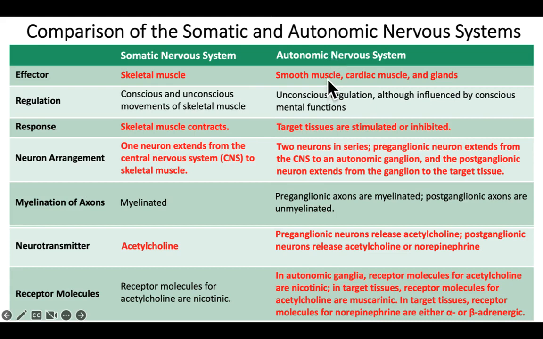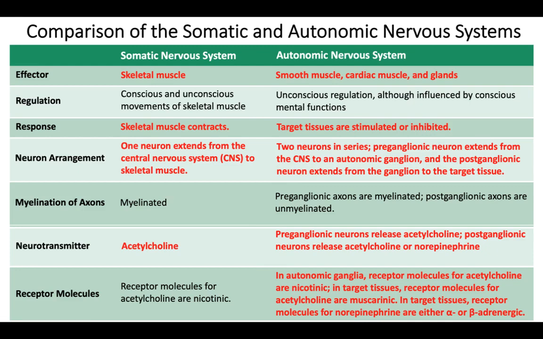Okay, so let's look at the autonomic. We know it controls basically everything else: smooth muscle, cardiac, and glands. Involuntary or unconscious regulation. There is a little bit of conscious mental influence, but largely this system is automatic or involuntary. Targets are either stimulated or inhibited. It kind of depends on the situation.